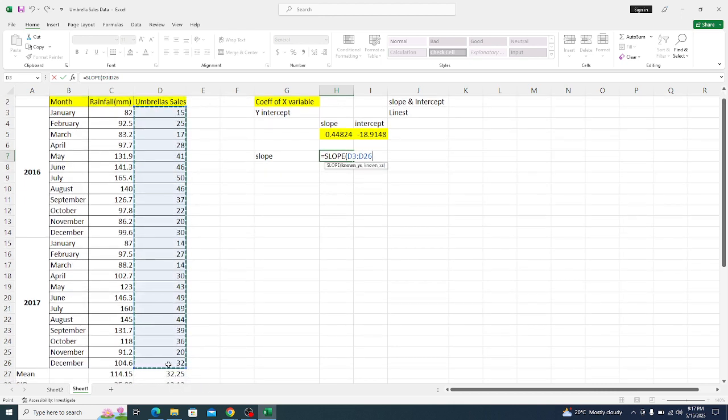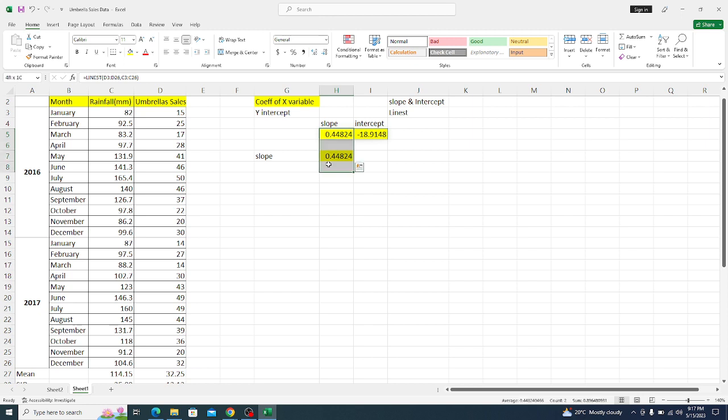I will highlight the known y's and then go to the known x's. And the good thing is the formula itself will guide you, provided you define your variables. So once we run it, you can see we've received the same value for the slope. What about the intercept?